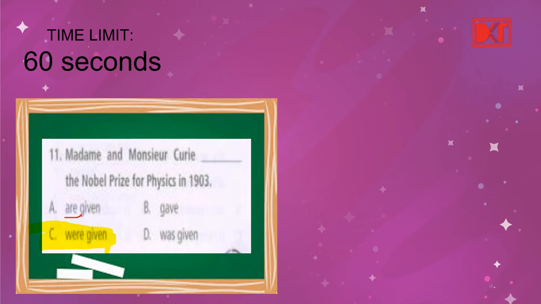A, are given, is not used. Why? Because are talks about present, where here we're talking about 1903, something happened. So it is past, so we'll be using were. B, gave, is the incorrect past participle. D, was given. Here was is incorrect, was is used for singular, where here we're talking about Madame and Monsieur Curie, so we have to use plural. All right.